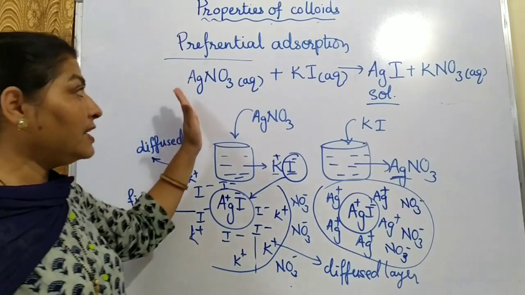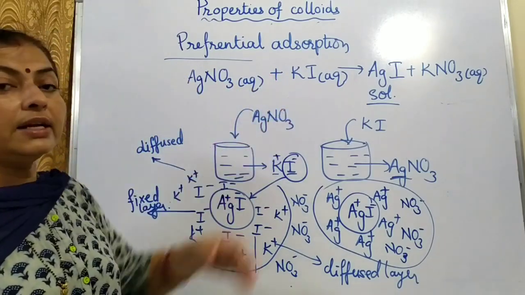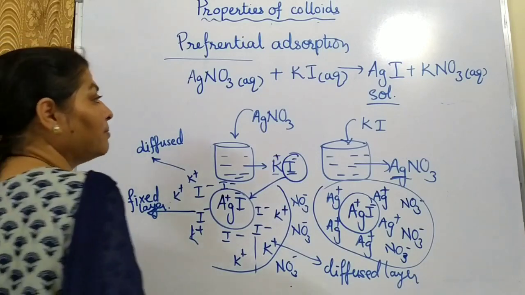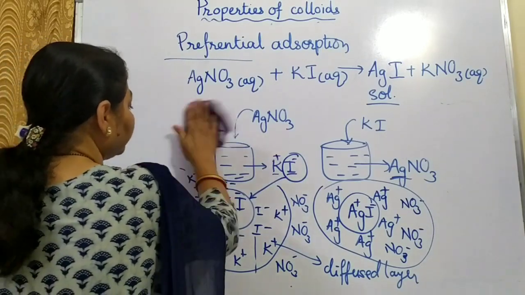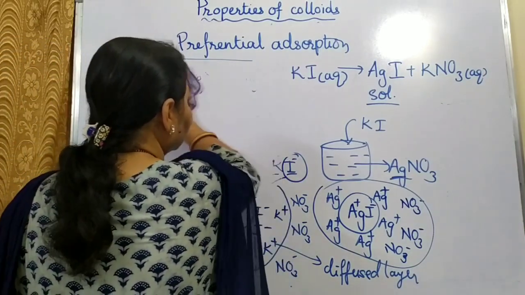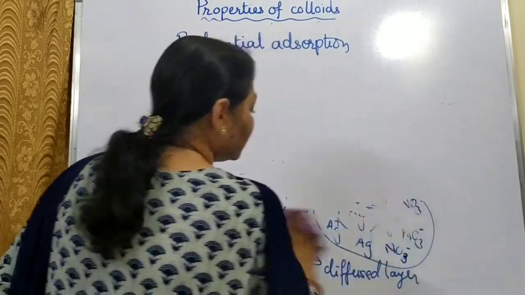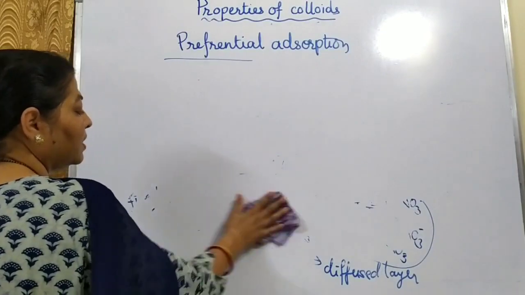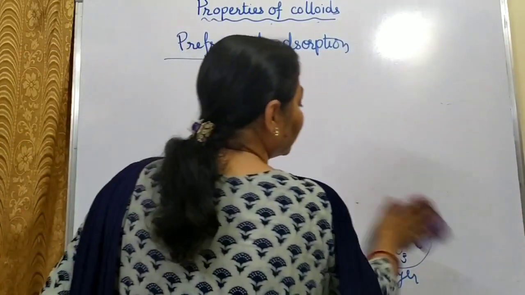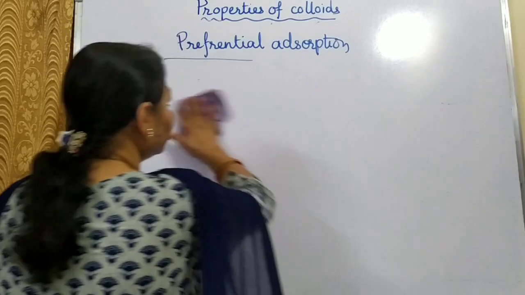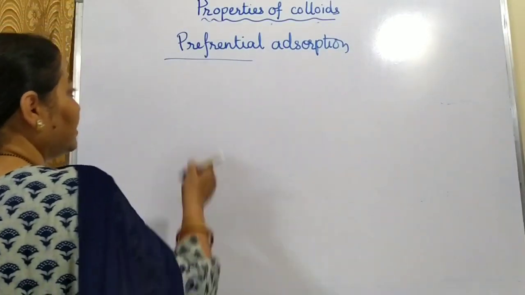Okay. So we have seen this with the example of AgNO3 and KI. Let us see one more example. This is a very important topic, and many times questions are asked from this topic. Let us see one more example.